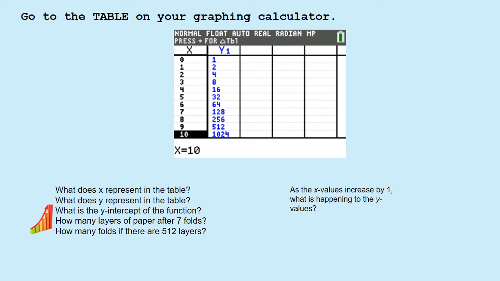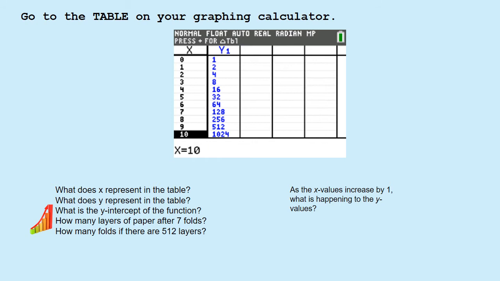Okay, so what does X represent? So hopefully what you're saying is X represents the number of times I folded my paper. Okay, what does Y represent? Well, Y represents the number of layers of paper I have. Okay, Y is the number of layers. After I fold it one time, I've got 2 layers. After I fold it 5 times, I've got 32 layers.